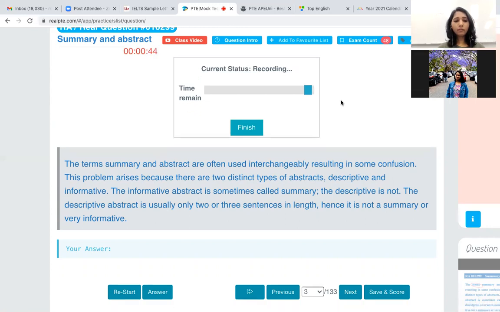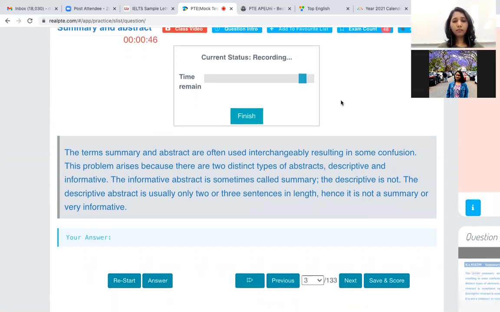The terms summary and abstracts are often used uninterchangeably, resulting in some confusion. This problem arises because there are two distinct types of abstract and descriptive and informative. The informative abstract is sometimes called summary, descriptive is not. The descriptive abstract is usually only two or three sentences in length, hence, it is not a summary or very informative.